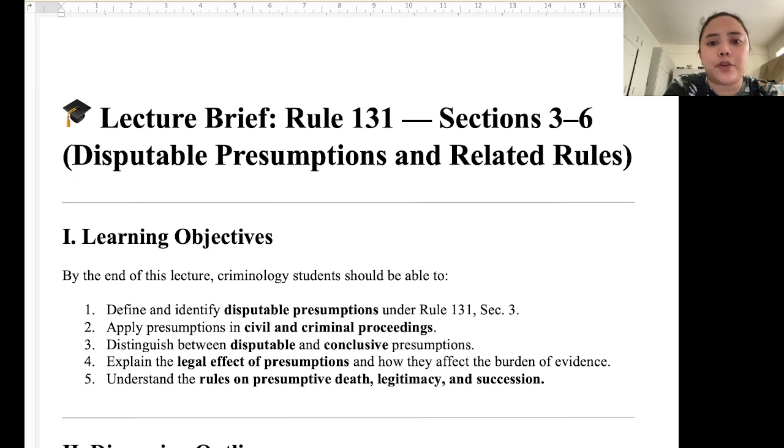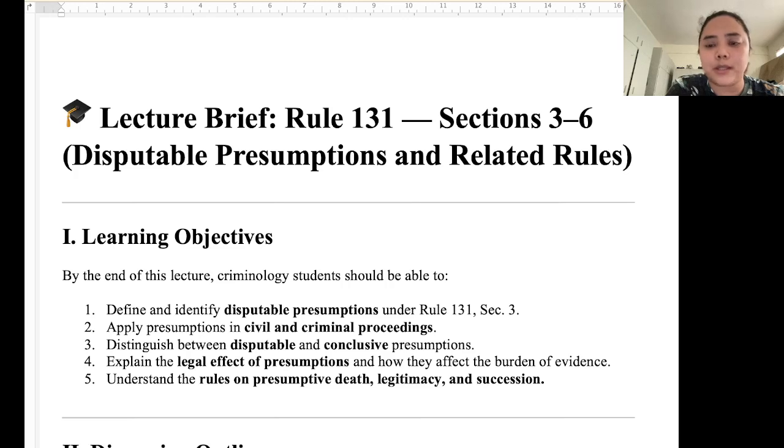So, the objective for this module is, by the end of it, you should be able to define and identify disputable presumptions under Rule 131, Section 3, apply presumptions in civil and criminal proceedings, distinguish between disputable and conclusive presumptions, explain the legal effect of presumptions and kung paano niya na ma-affect ang burden of evidence, and understand the rules on presumptive debt, legitimacy, and succession. This is actually a very interesting topic, and I hope nga you will also find it interesting, especially in the topics of presumptive debt, legitimacy, and succession.